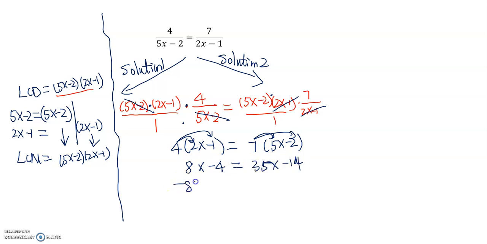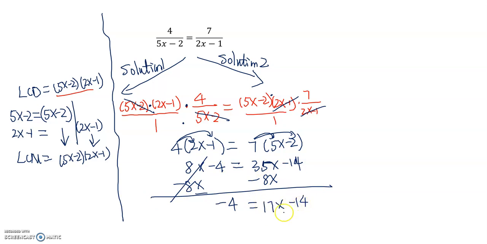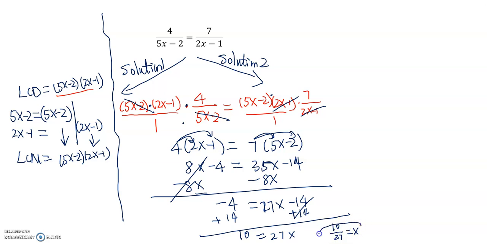Let's move 8x to the right-hand side. So that gives us negative 4 equals 17x minus 14. Now let's move negative 14 to the left-hand side. Sorry, that should be 27 here. And that gives us 10 equals 27x. To get rid of 27, we divide both sides by 27. So we end up with 10 over 27 equals x.